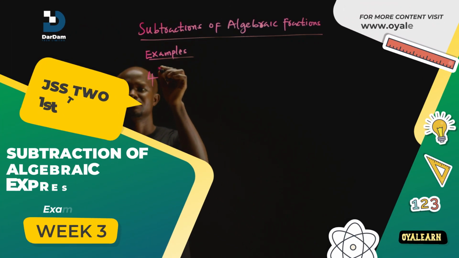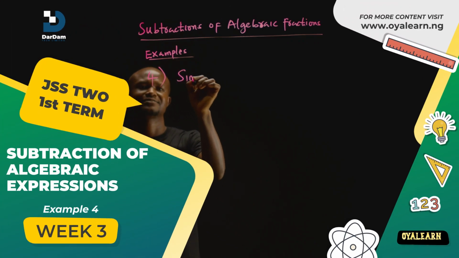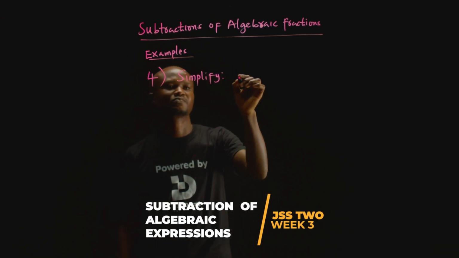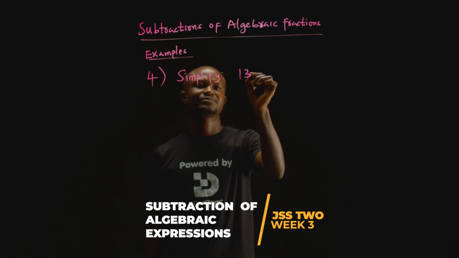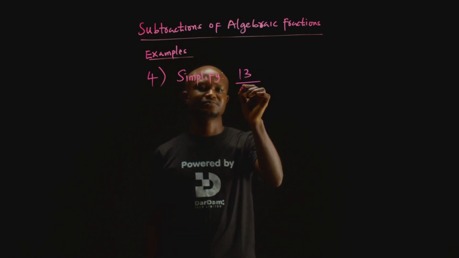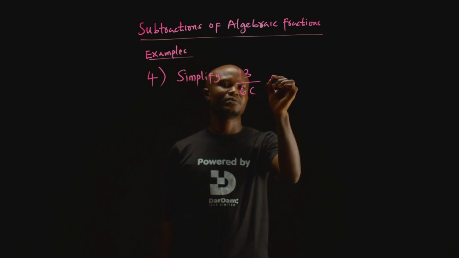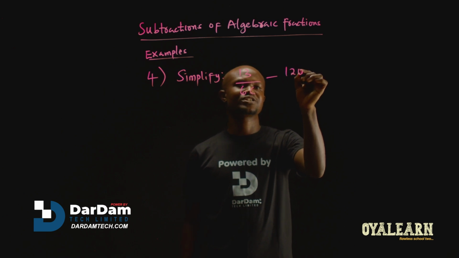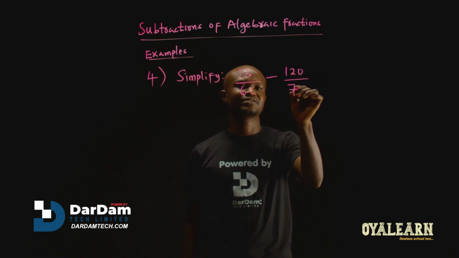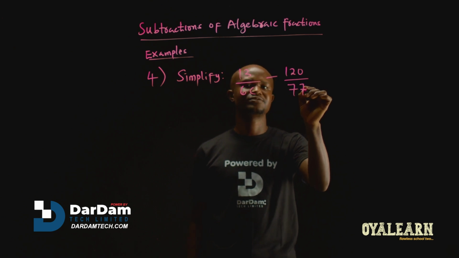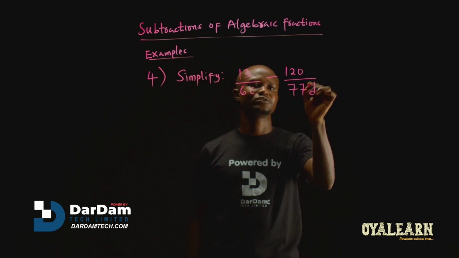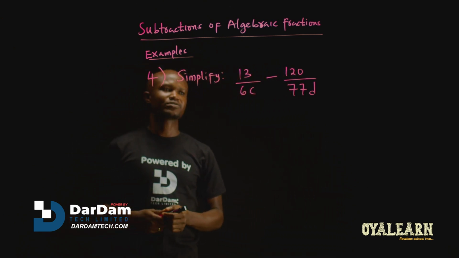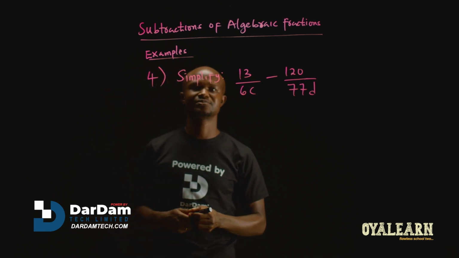4. Simplify. Simplify. 13 divided by 6c minus 120 divided by 77d. So we want to solve this. Now, how do we simplify this? Solution.